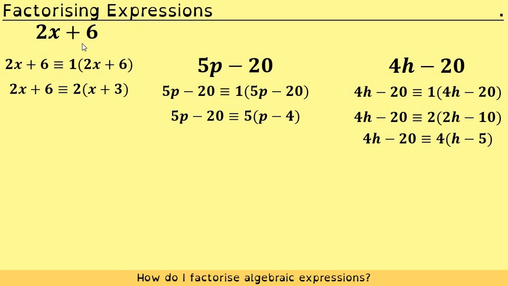So these are just three examples. With 2x plus 6 I found two factor pairs, 1 and 2x plus 6 and 2 and x plus 3. For 5p take away 20 I also found just two sets of factor pairs. So 1 and 5p take away 20 are a factor pair, and 5 and p take away 4 are a factor pair. And then for this expression I was able to find three sets of factor pairs: 1 and 4h take away 20, 2 and 2h minus 10, and 4 and h minus 5.